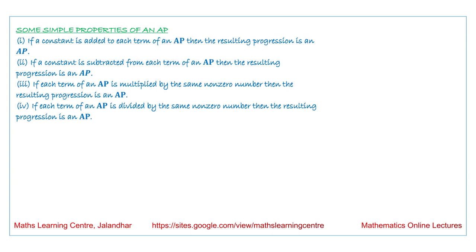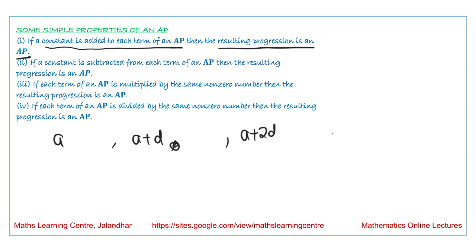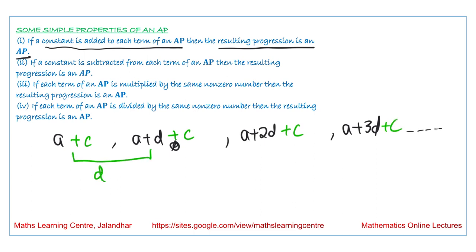Next are some simple properties of an AP. First, if a constant is added to each term of an AP, then the resulting progression is an AP. We have A, next is A plus D, the next term is A plus 2D, next term is A plus 3D, and so on. Suppose we have added some constant C to all these terms. Now what is the difference between these two? It is again D. The difference between these two is again D. The difference between these two is again D. So this is also an AP.